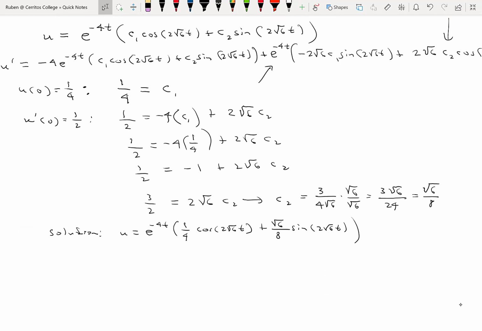Within the parentheses, we have sines and cosines, which are just going to produce periodic motion without the e to the minus 4t, but that e to the minus 4t hammers u down to 0 through time. So this spring will approach equilibrium as t goes to infinity. And that's it for this video segment, and I'm looking forward to talking with you again soon.